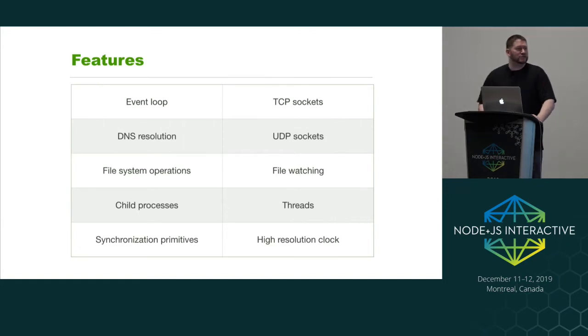So some of the features that come from libuv, the event loop obviously is a really big one in Node. TCP sockets, so in Node that basically translates to the net module. We have DNS resolution, so in the DNS module, some of the system calls are from a library called C-Ares that I'll talk about in a couple slides. But libuv also implements some stuff there. UDP sockets is basically Node's dgram module. File watching and file system operations, so just about everything in the FS module is going to go through libuv.